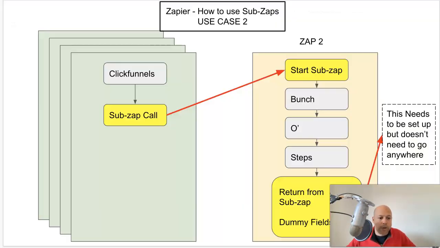Okay, so again, this one is just a sub-zap. You start the sub-zap, and then you've got the return, and that return just has dummy fields in it that go nowhere. And then again, you can have all of these leads coming from all these different places, and they all go through these same steps here. And it just makes your life a million times easier if you have to make as many zaps as I do.